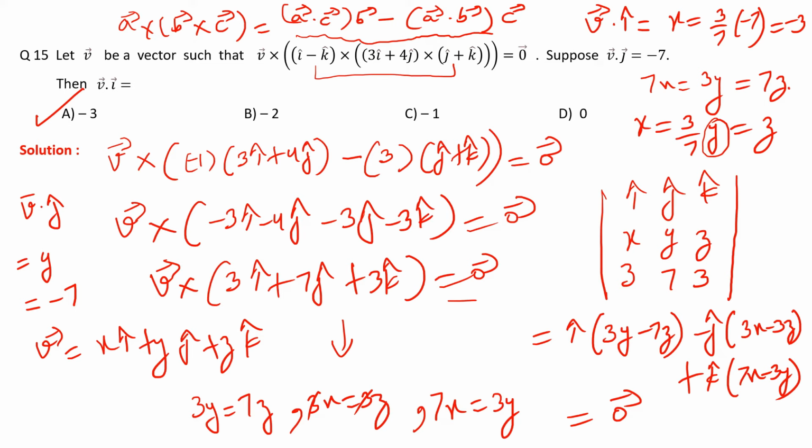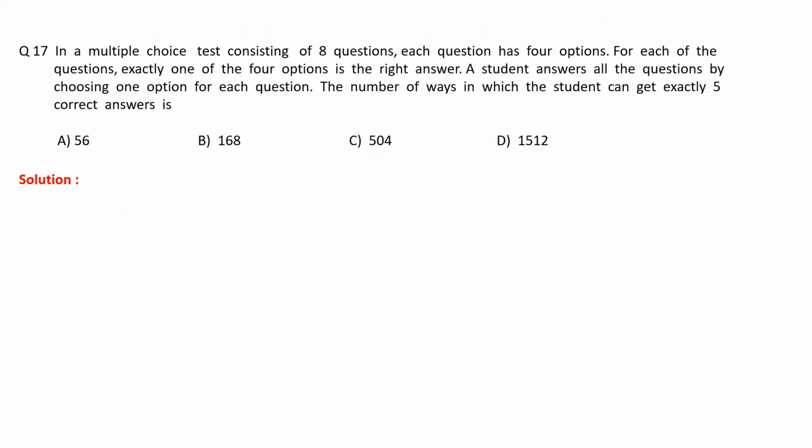Now we move to the next question. Now this is a nice problem. The question says, in a multiple choice test consisting of 8 questions, each question has 4 options. For each of the questions, exactly one of the 4 options is the right answer. A student answers all the questions by choosing one option for each question. The number of ways in which the student can get exactly 5 correct answers is.